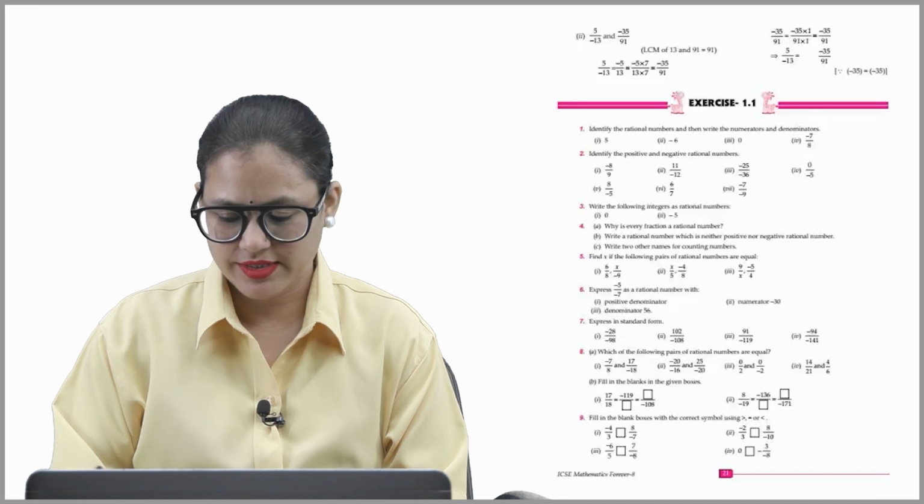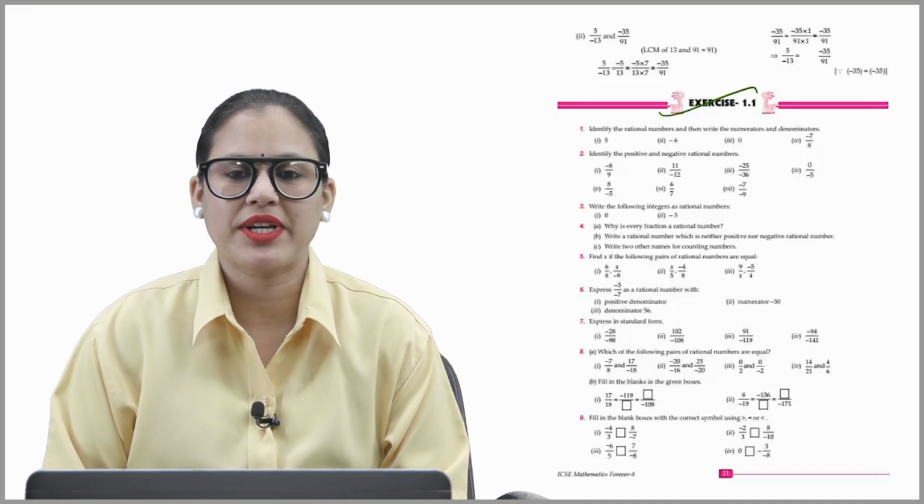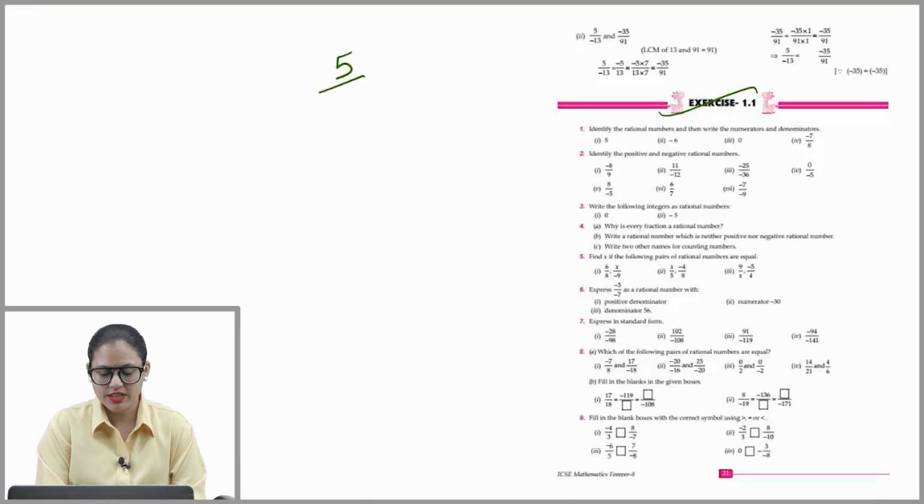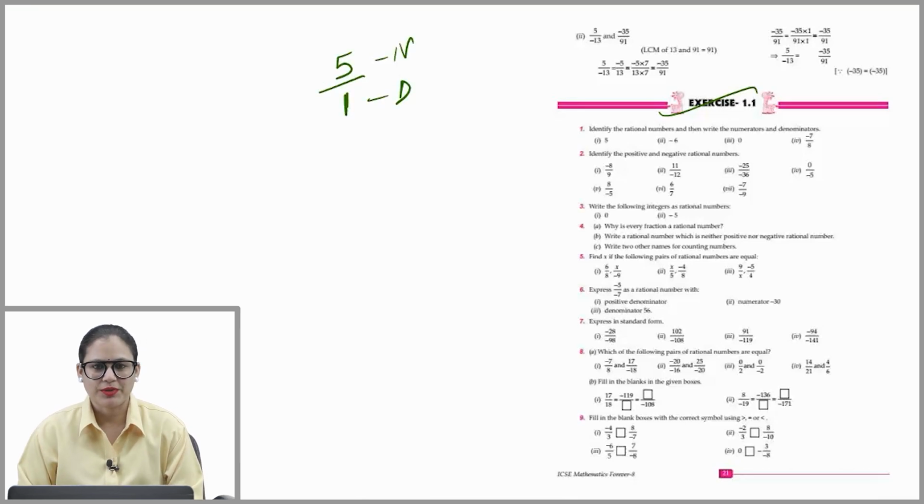Exercise 1.1: identify the rational numbers and then write the numerators and denominators. 5 is a rational number, and write 1 here. So this is the numerator and 1 is the denominator.